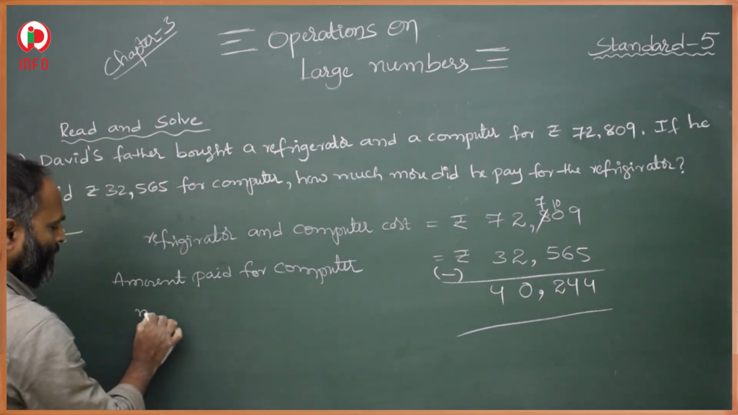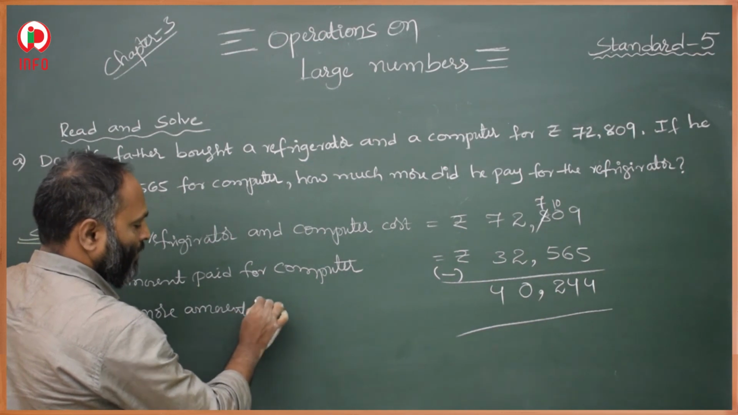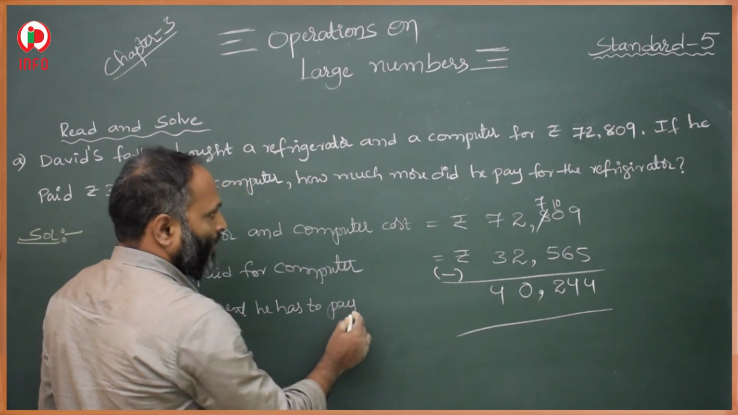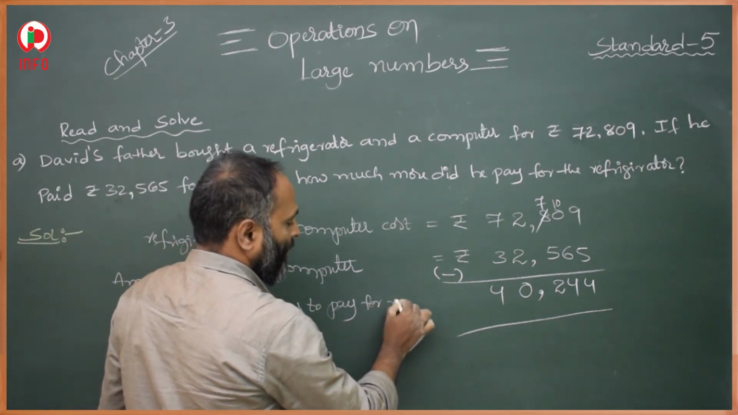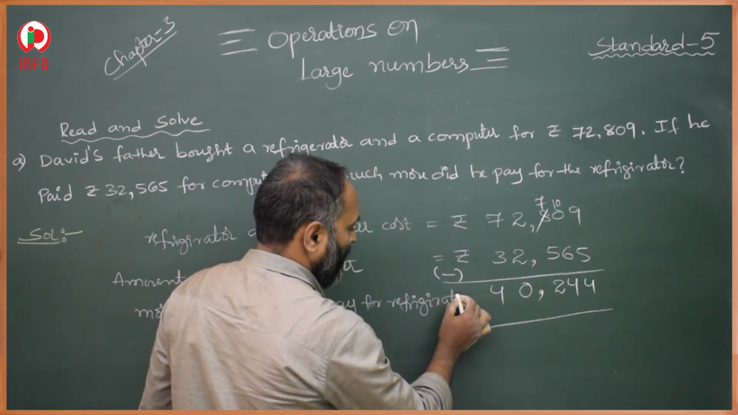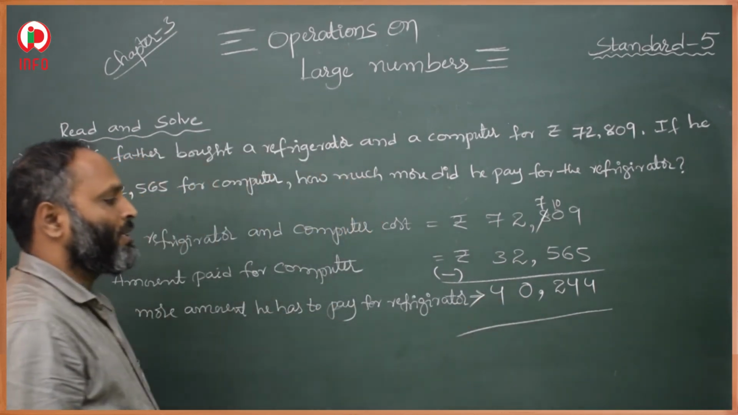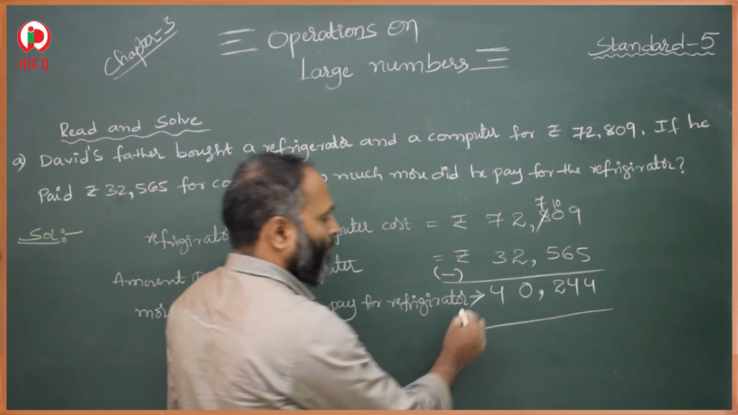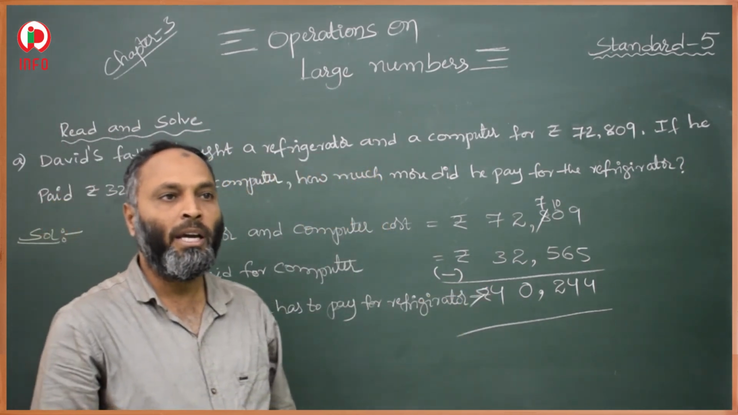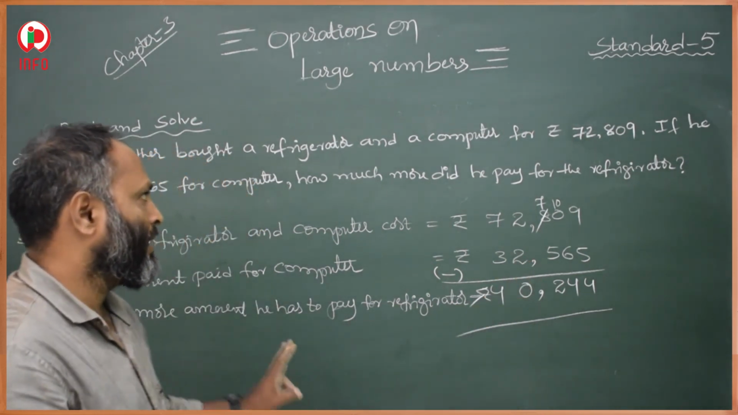Conclusion step. So how much more amount he has to pay for the refrigerator? More amount, that is 40,244 rupees. This much amount he has to pay. First, what is the question in this problem?